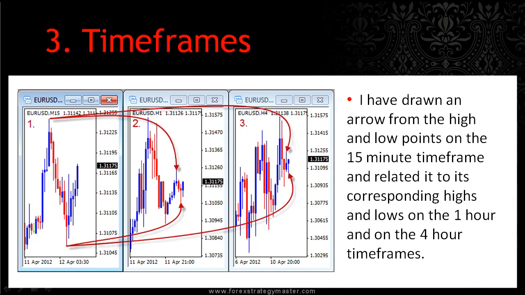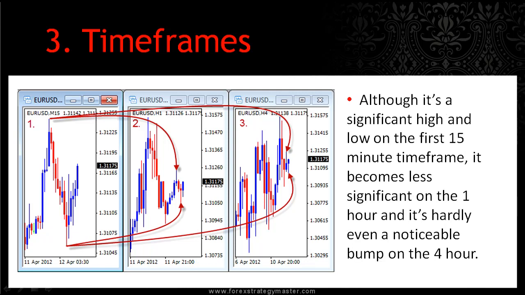I have drawn an arrow from the high and low points on the 15-minute time frame and related it to its corresponding highs and lows on the 1 hour and on the 4 hour time frames. Although it's a significant high and low on the 15-minute time frame, it becomes less significant on the 1 hour and is hardly even a noticeable bump on the 4 hour time frame. Like I mentioned earlier, the 4 hour time frame will absorb 16 15-minute candles.